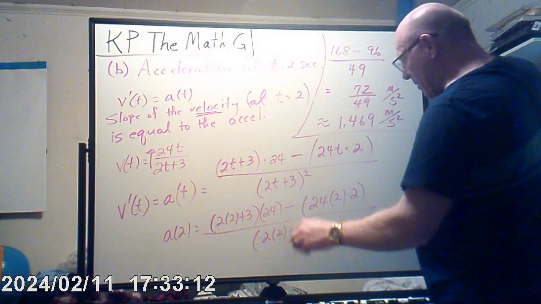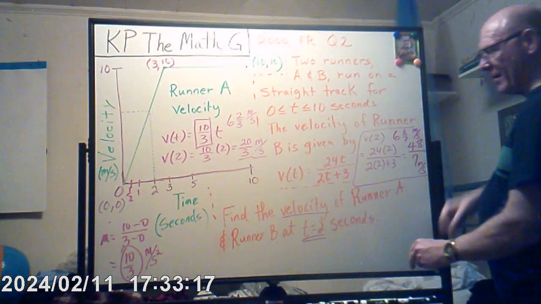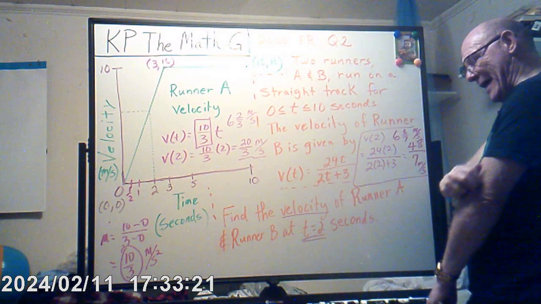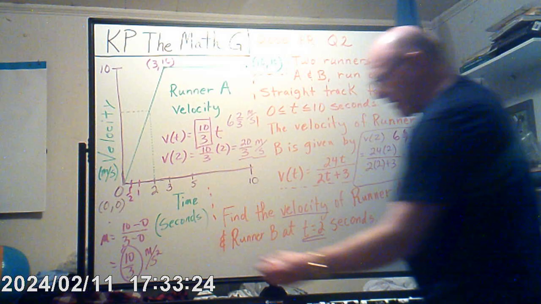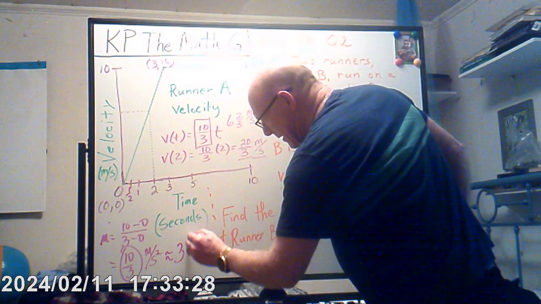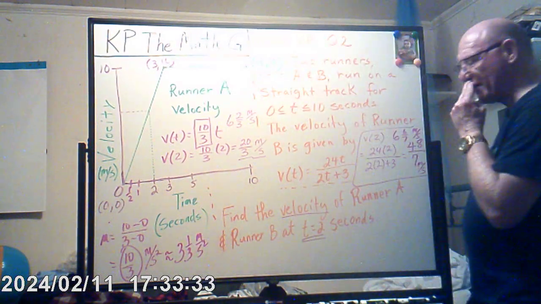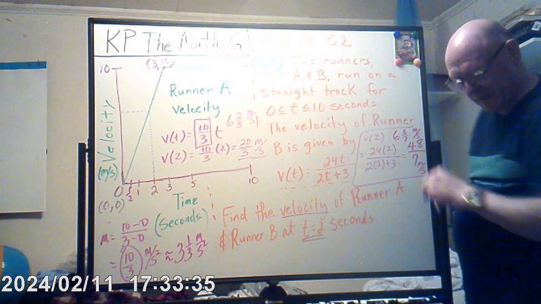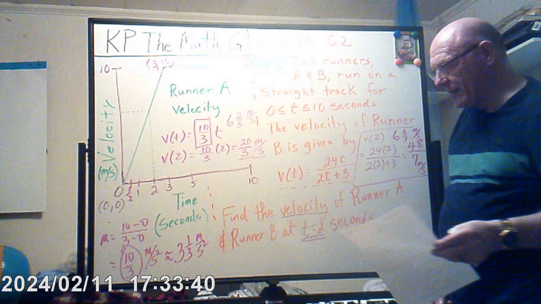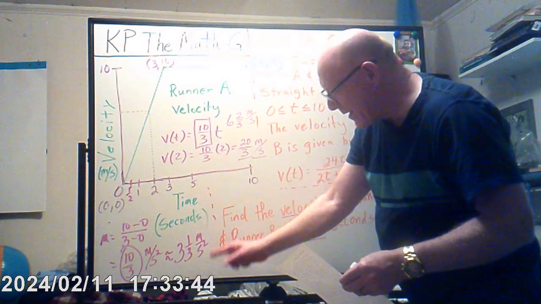So the other one was 10 over 3. I had to go back over it. 3 times 3 is 9 plus 1 is 10. So about equal to 3 1/3 meters per second squared. If you put it in decimal form, 1/3 is 0.333, so 3.333 if you want to do that.